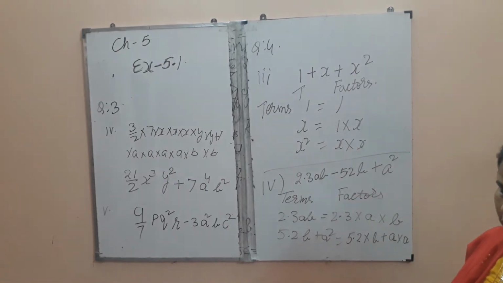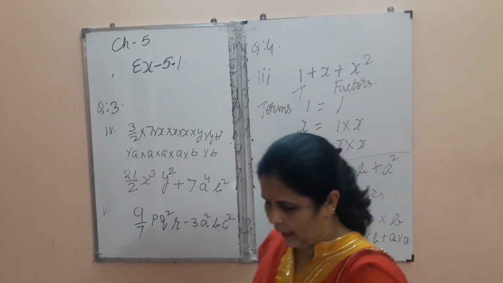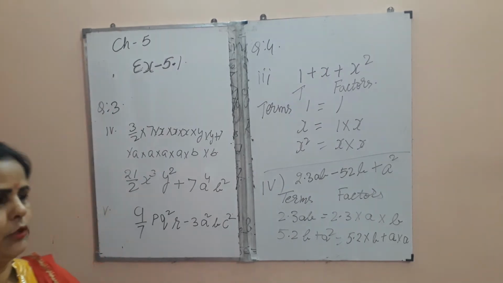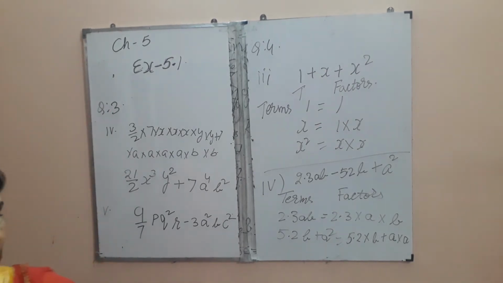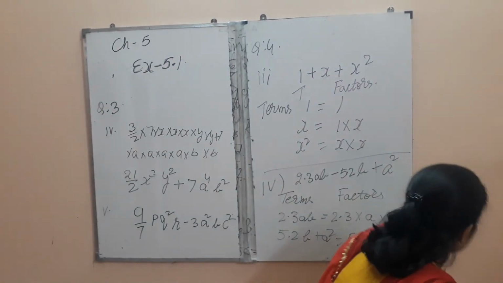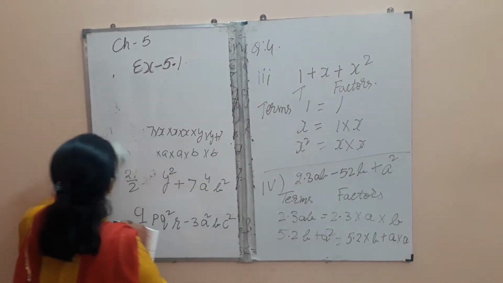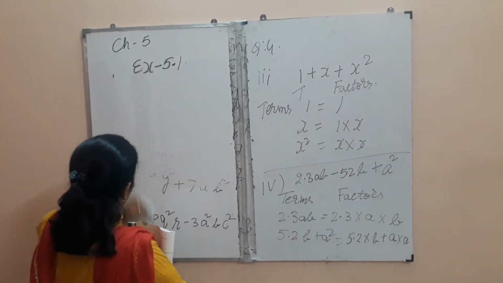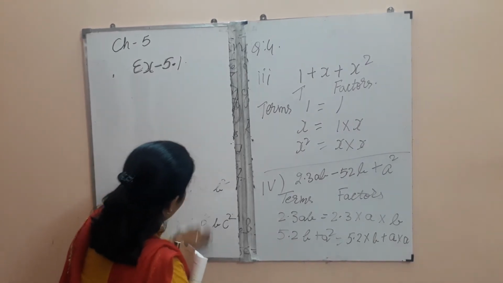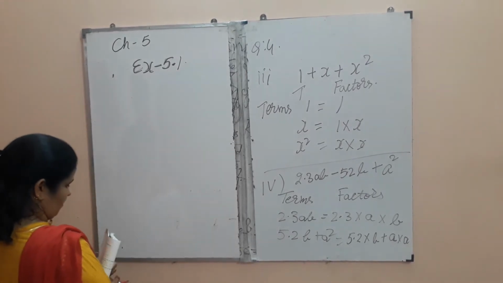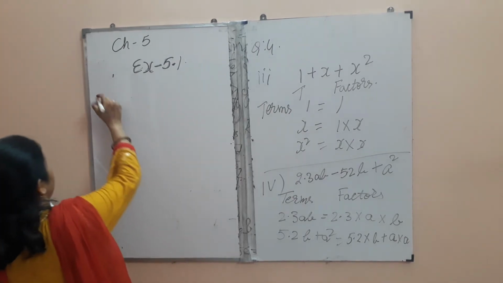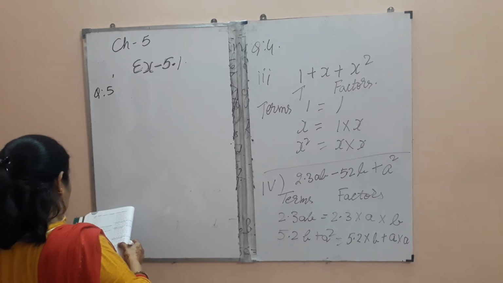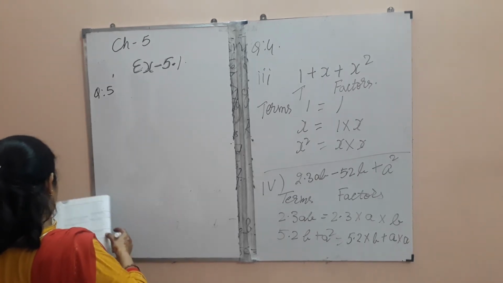Now question number 5. Show the terms and the factors with the help of a factor tree diagram. So the factor tree diagram you know, you have done in your lower classes. So you can do them easily. One question only I will solve for you. The rest you will do yourself. So question number 5, the terms and the factors.